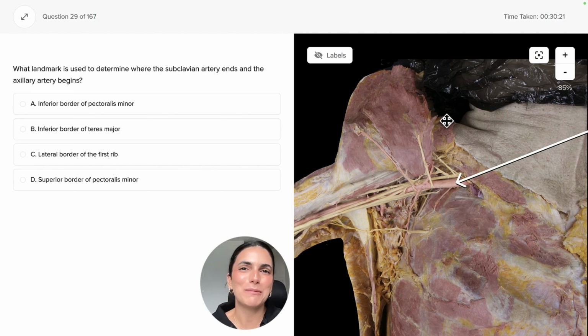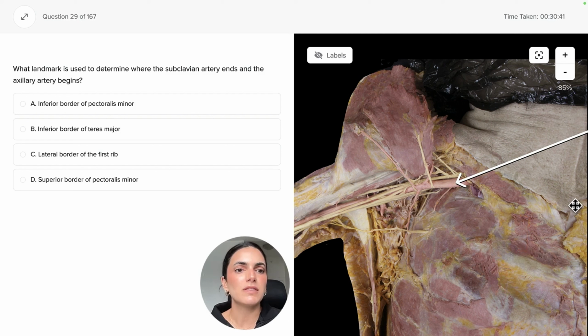Gabby here from bootcamp.com, and in this dissection, we're looking at the aspects of the anterior chest wall, as well as the more proximal regions of the arm. So here would represent where the arm is. I know we're looking at the anterior chest wall because I can see some of the ribs here, as well as the intercostal muscles that lie in between the ribs.